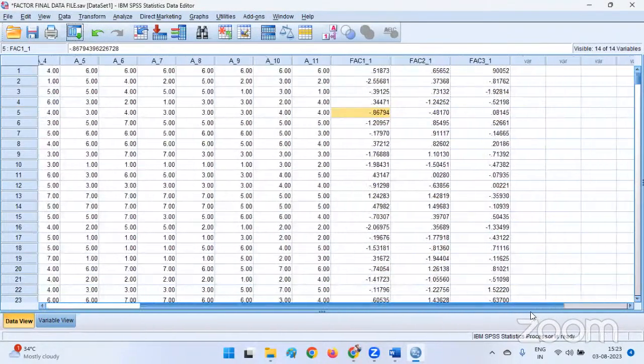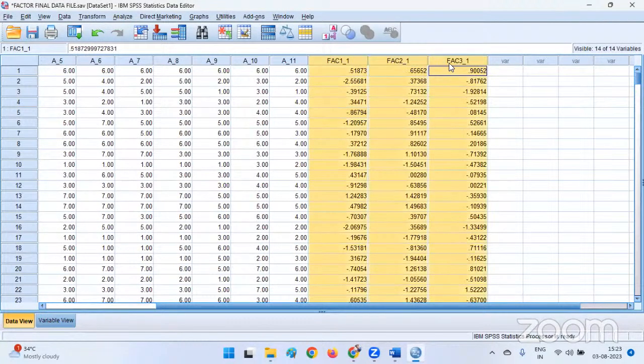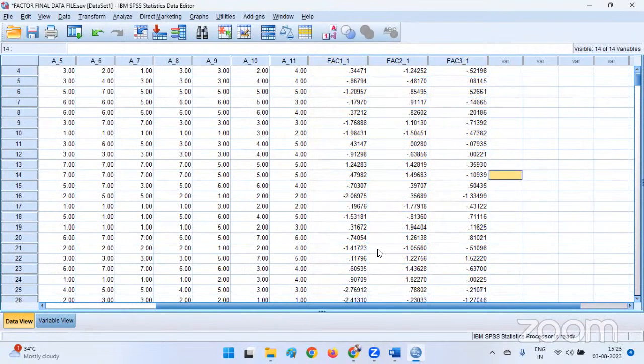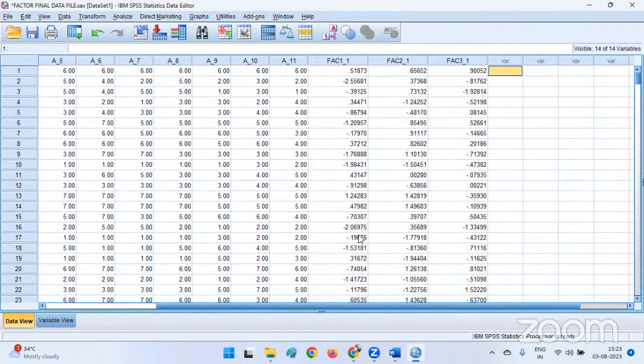I go to the input sheet and find 3 new columns which have been saved by factor analysis for me: fact1_1, fact2_1, fact3_1. These are basically the Z score values, so you can see some minus and plus values. No worries, no issues. Factor 1, factor 2, factor 3.